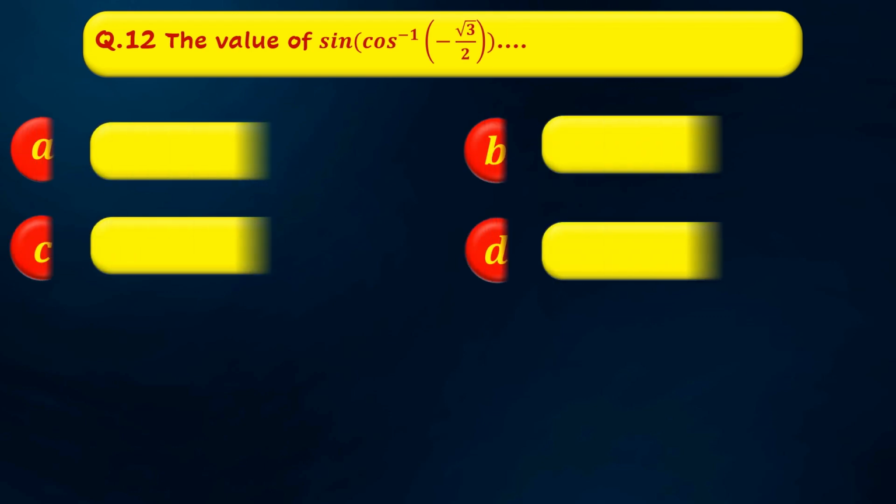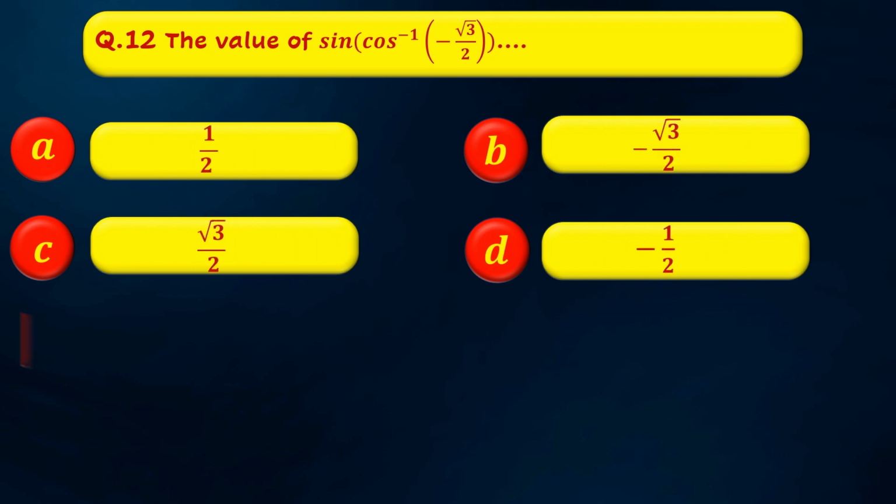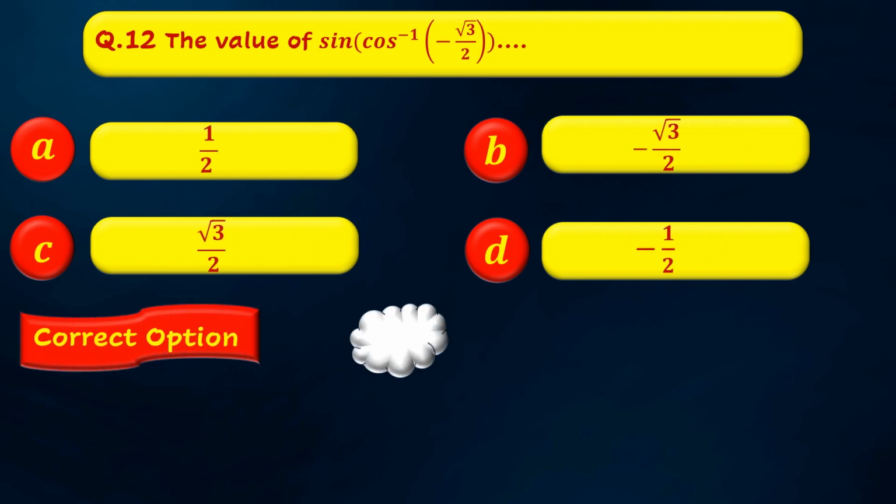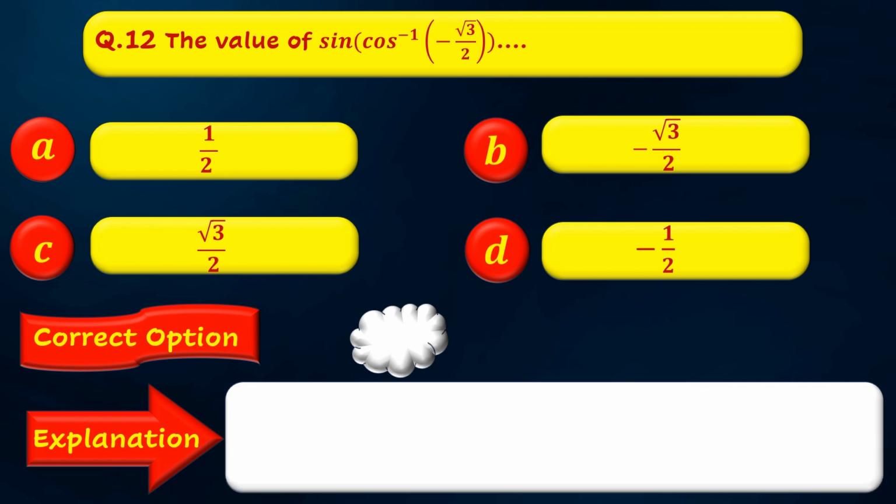Question number 12. The value of sine of cos inverse minus square root of 3 over 2 is, and the options are. Let's find out which one is the correct option. But before that, let's explain it. We put cos inverse minus square root of 3 by 2 is equal to a, and it gives cos of a is equal to minus square root of 3 by 2.